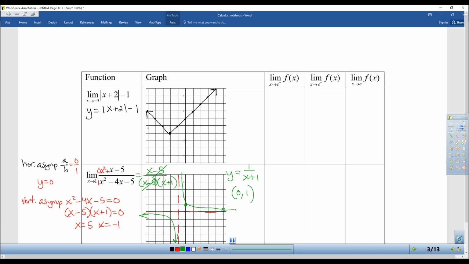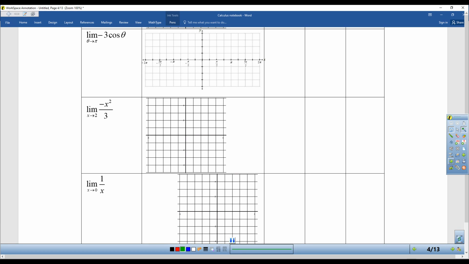So those, we've done a couple rational functions now. They're probably the most challenging for kids at the beginning of the year. But we do a lot of rational functions in calculus, so you'll get good at it. All right, on this next one, I'm actually going to make 2 graphs.